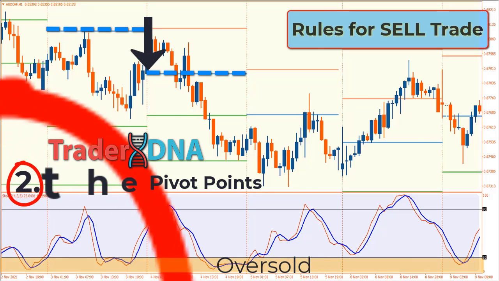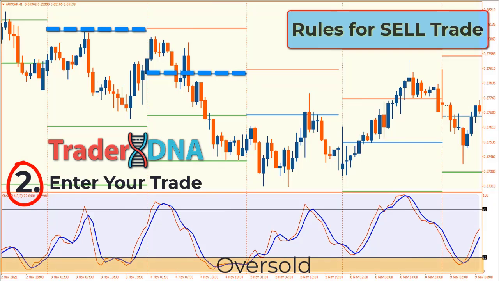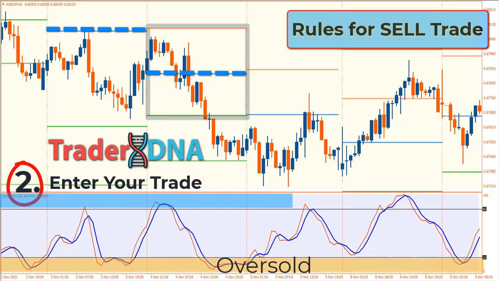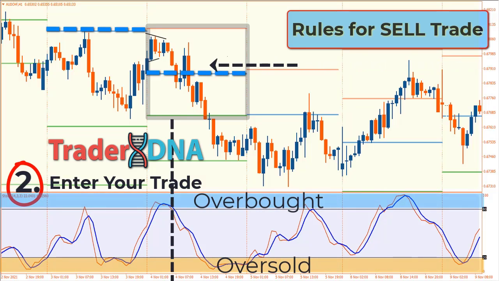Step number 2. Enter your trade. Considering price action and stochastic oscillator, all you have to do is to pinpoint your entries around pivot point, support 1, and resistance 1 levels. Enter your short trade when the stochastic indicator is overbought or above the 80 level but is starting to reverse downwards. As soon as your entry order has been filled, make sure to place your target and stop loss orders.